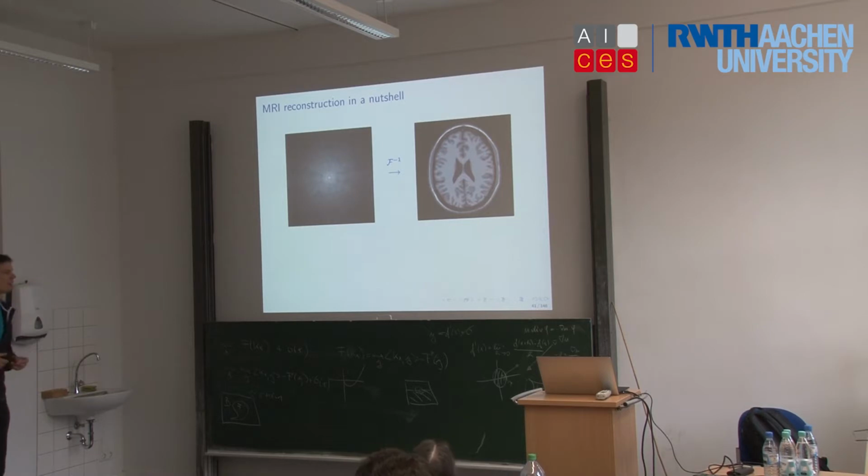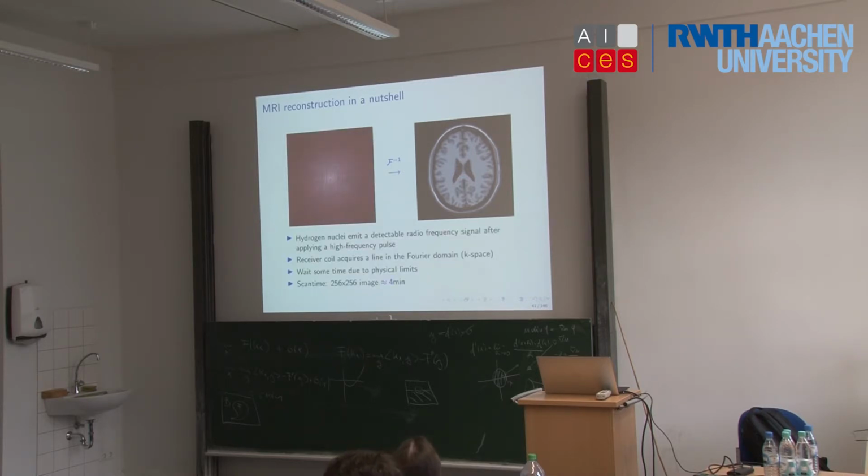And finally, maybe before we do the break, then I need to accelerate a little bit. MRI reconstruction, I already mentioned it. As I said, in the MRI reconstruction, the measurements are taken in the Fourier domain. And how does it work? So the hydrogen nuclei emit a detectable radio frequency after applying a high frequency pulse. So you first have a strong magnetic field, a static field. Then you apply a high frequency pulse, and then the spins are changed, and they then emit a detectable radio frequency. And this radio frequency, which is then recorded by so-called receiver coils, gives measurements in the Fourier domain. And with each high frequency pulse, you can get one line in the Fourier domain. And once you have taken enough lines, you can apply the inverse Fourier transform, and you get your image.